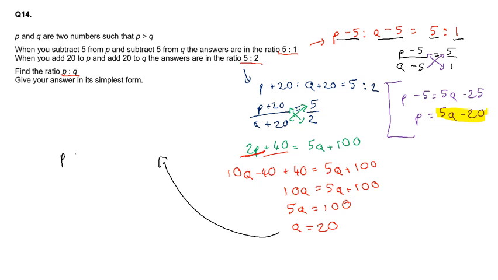We also know that P equals 5 lots of Q take away 20. So P equals 5 lots of 20, which is 100, minus 20. So P is 80. We now just want to write P to Q in its simplest form. So that's going to be 80 to 20. Simplifying that down, they both divide by 20. So we end up with 4 to 1. And that is our final answer.